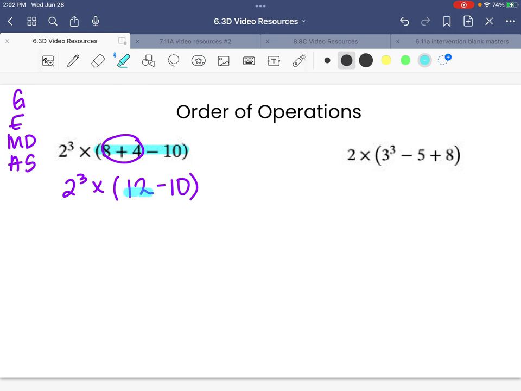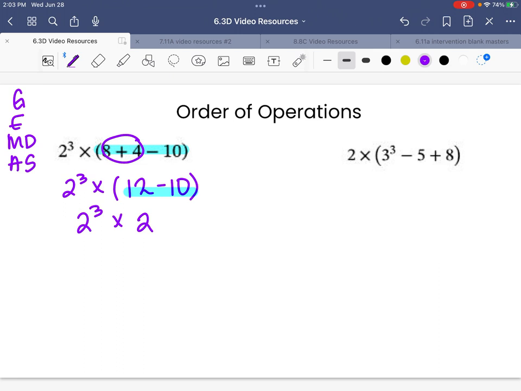So I still have something inside of the parentheses, so that's what I need to simplify. 12 minus 10 I know will give me 2. So I'm going to rewrite my expression as 2 cubed times 2. So I've taken care of all of the grouping symbols. Now I'm moving on to my exponents.